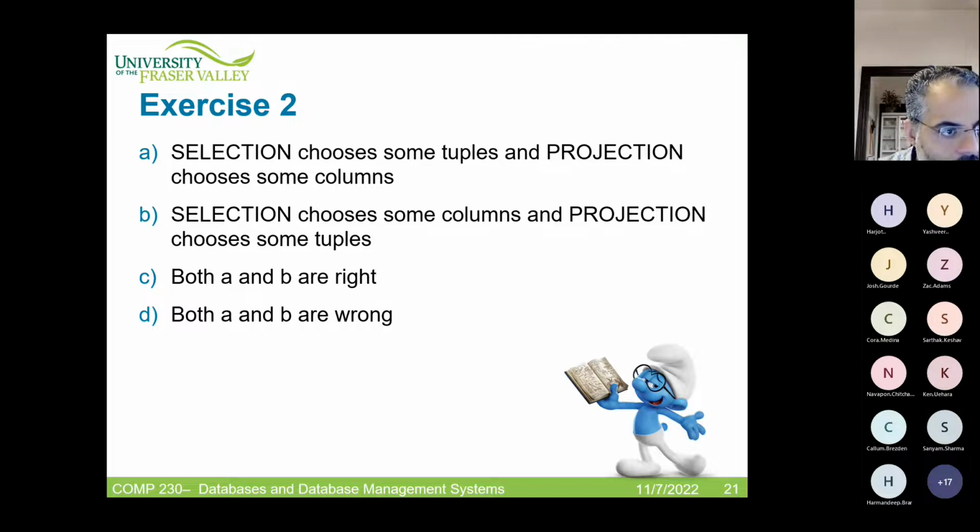Okay, thank you, Josh. Let's see Ayman and Harmandeep. Ayman: I would also say it's A. Perfect. Harmandeep? It's A. Is it A because Ayman and Josh said A, or is it A? No, because as we did in the example for the projection, we just choose one column, and for the selection, it was tuples. Yeah, that's correct.